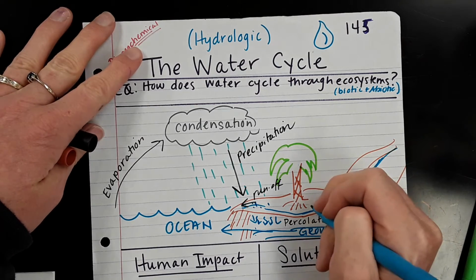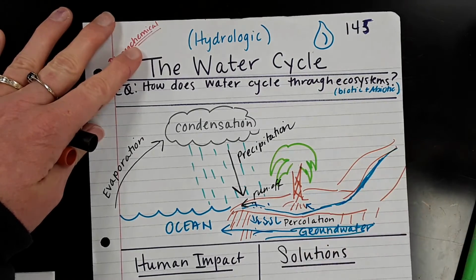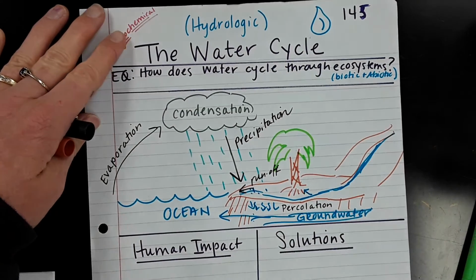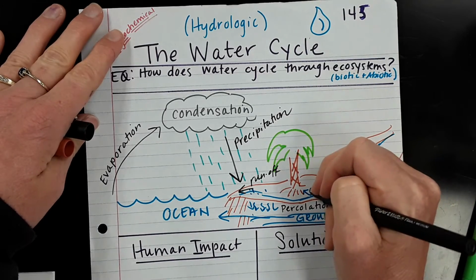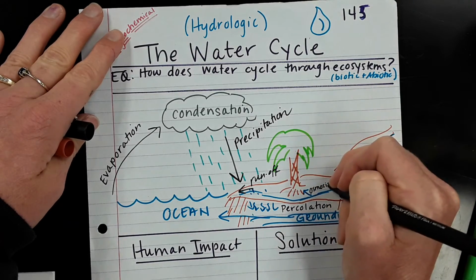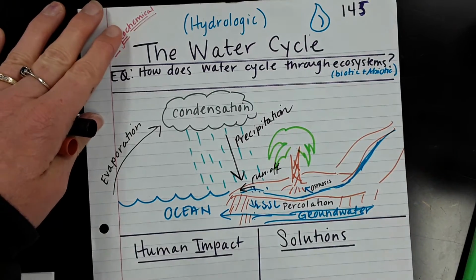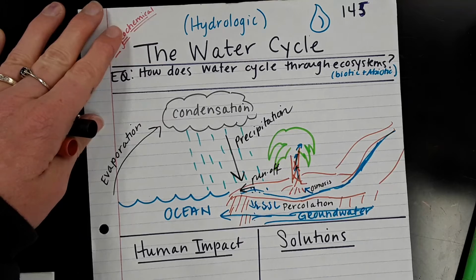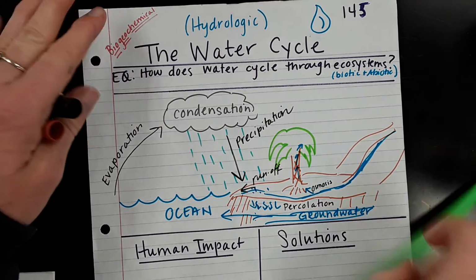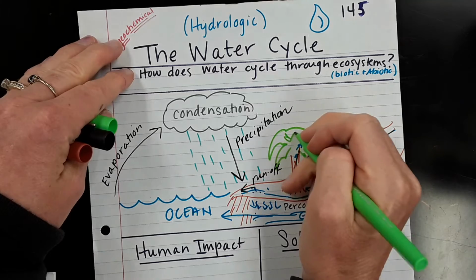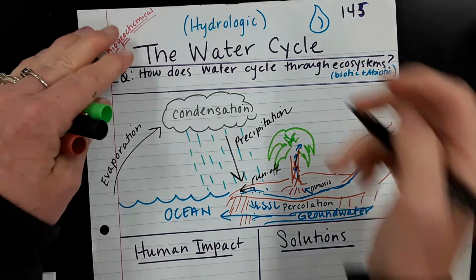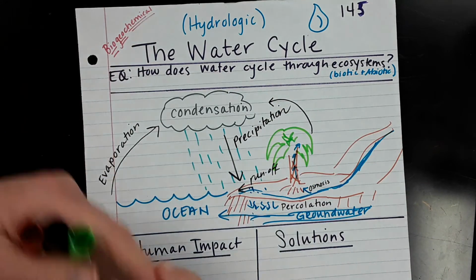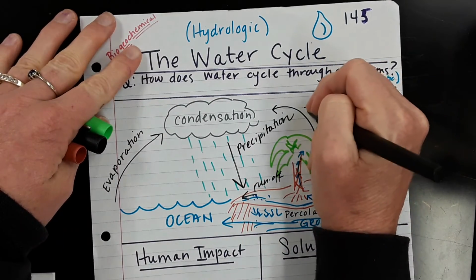And some water is going to make its way into plants. So it's going to be absorbed through the roots, do you remember the process? Water moving from higher concentrations to lower concentrations through osmosis. And the water is going to make its way up into the leaves through capillary action. And eventually, this water can evaporate from the leaves. And when it evaporates from the leaves back into the atmosphere, it has its own name, and we call it transpiration.